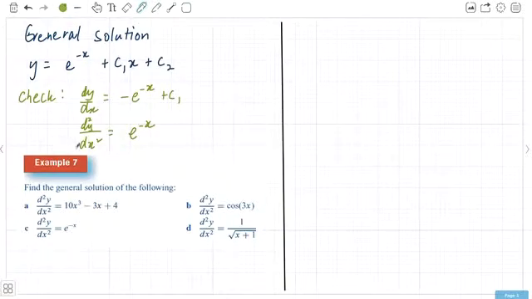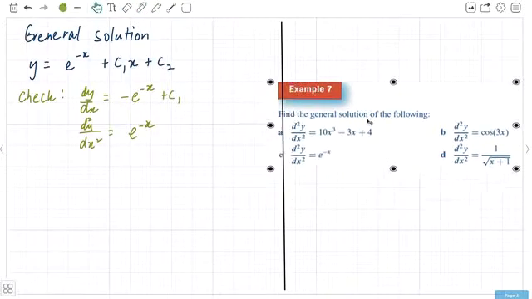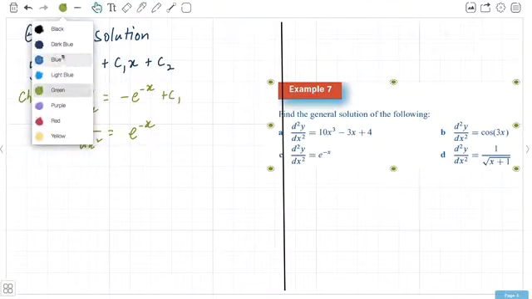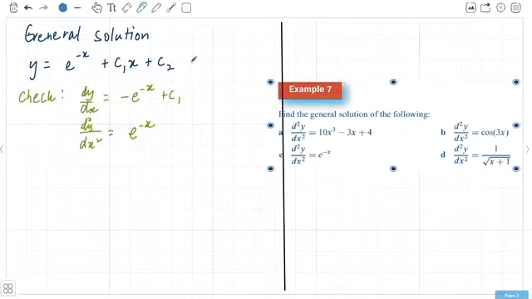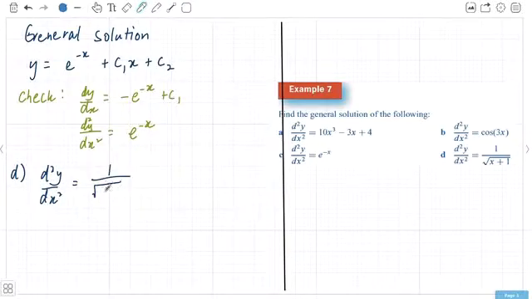So the last one is d. And I'll just move it over here and copy out the question. So again, it's the same thing. They're all pretty similar. So we've got d squared y dx squared equals 1 on the square root of x plus 1, which you could write as x plus 1 to the power of negative a half. So we're going to integrate both sides.